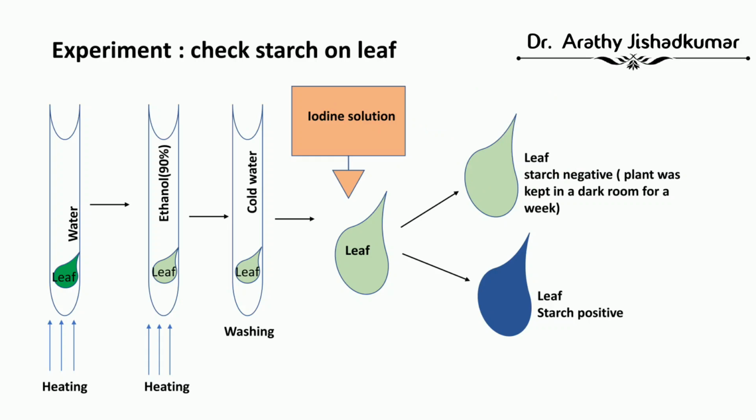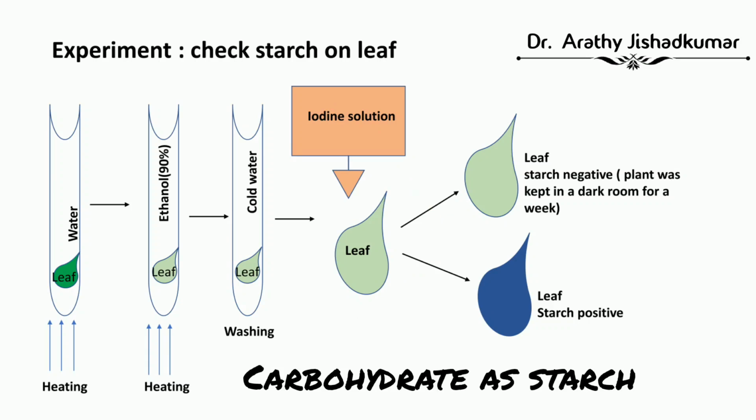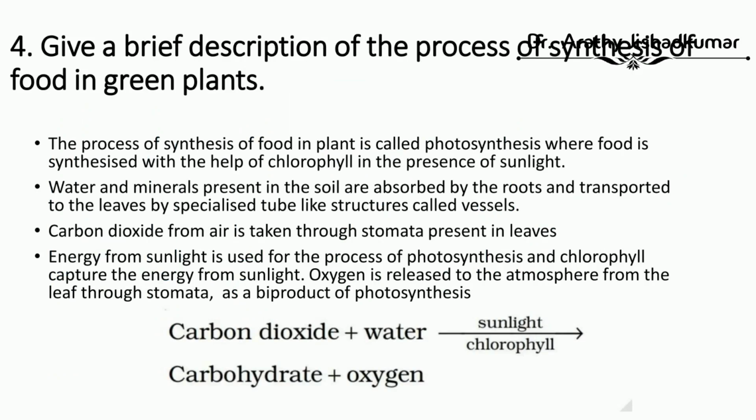And now you have two leaves, one from a plant which was growing under sunlight for a long time, and another one which was growing in darkness for a long time. The leaf from the plant which was growing under sun will give you a blue color change, and the one which was growing under darkness will not change color, which is an indication of the production of starch in the leaf.